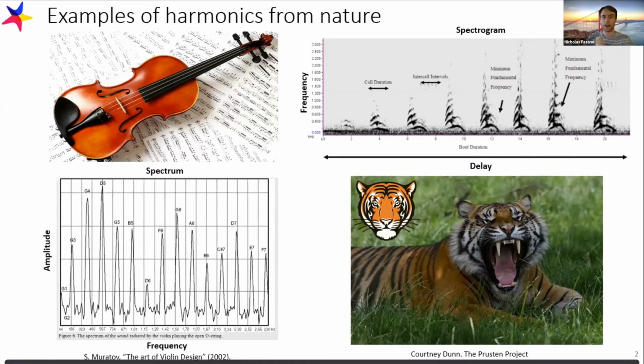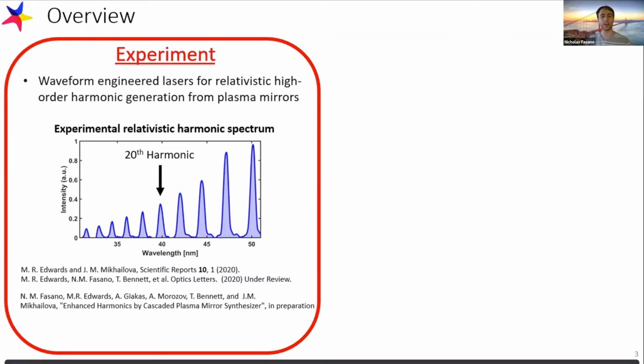So to bring it back to relativistic harmonics, I'd like to provide an overview of the rest of the talk, as well as what we study in the lab in general. Our approach to achieving harmonic generation is to use waveform-controlled lasers. I will explain what that means in more detail in subsequent slides. But here I show another example of an experimentally measured relativistic harmonic spectrum, where you should now see the contrast between this and the violin spectrum. They are very similar in shape.